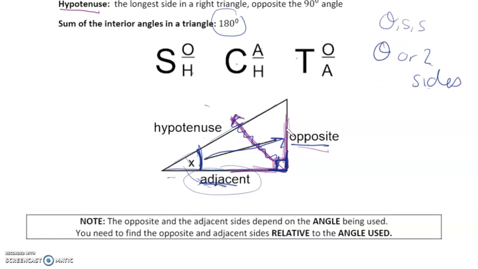Okay, and please note, the opposite and adjacent sides all depend on the angle being used. So when we switch that angle, the opposite and adjacent switch. So you need to find the opposite and adjacent sides relative to the angle that you're talking about.